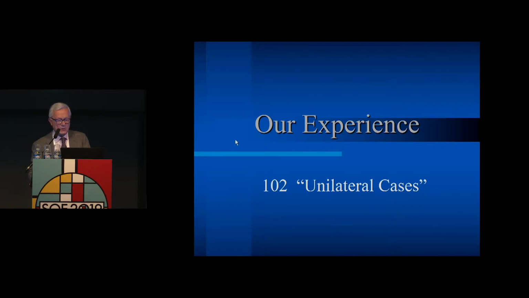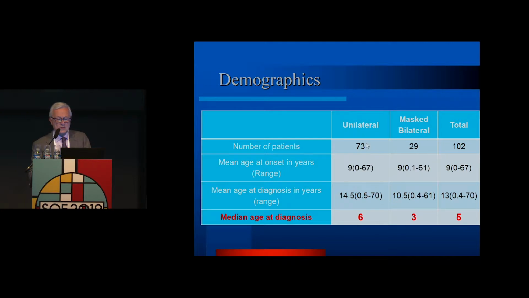Now, our experience in Washington, D.C.: we had 102 cases that I and my colleague thought were unilateral cases. 73 out of the 102 remained unilateral. 29 became bilateral or had some abnormality on the other side. The mean age at onset was essentially the same, 9 years in all these, but the median age at diagnosis was a little bit younger in the masked bilateral superior oblique. Is it because of the bilaterality that the diagnosis was a little bit early, or was it that we missed these patients because they were much younger? We don't know.